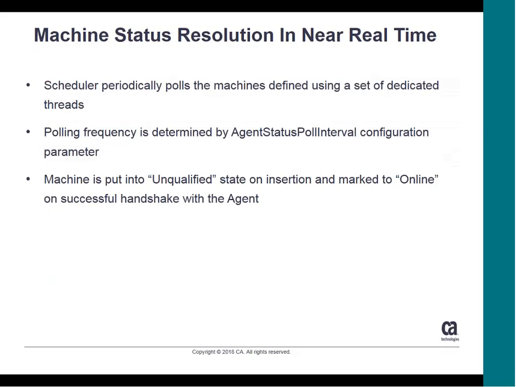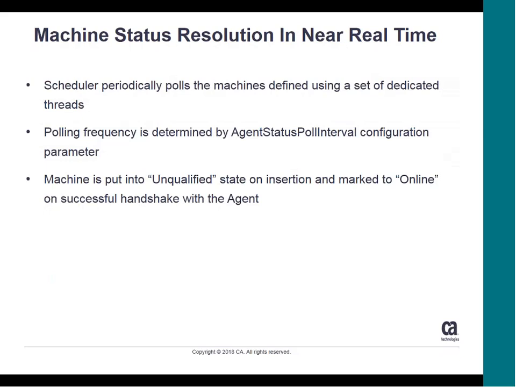So earlier, if you observe, when a machine is inserted, by default the machine status is put to online, and even though the agent is really not available, you could still have a machine defined, and only after running a job the machine would have been put into unqualified and missing state finally.